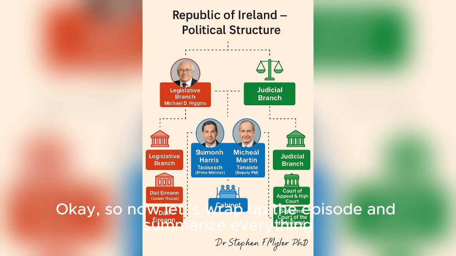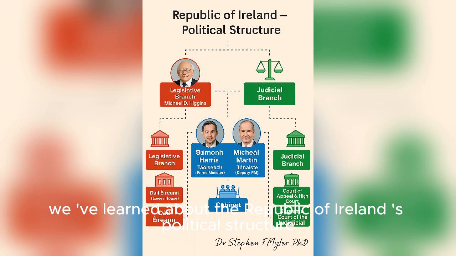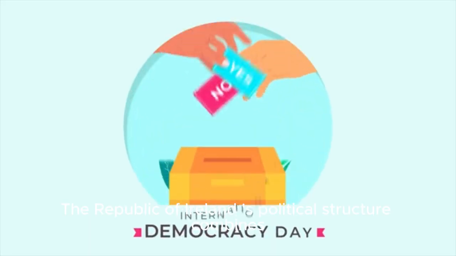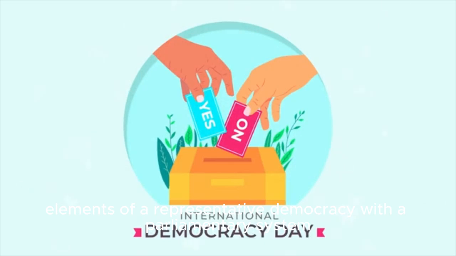Okay, so now let us wrap up the episode and summarize everything. We've learned about the Republic of Ireland's political structure. The Republic of Ireland's political structure combines elements of a representative democracy with a parliamentary system and a strong emphasis on citizen participation and representation.